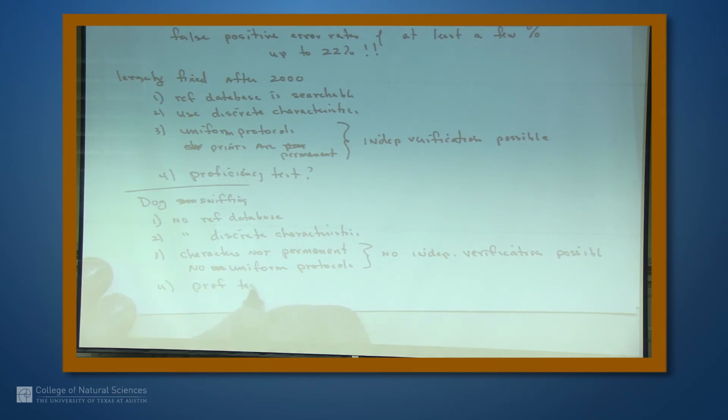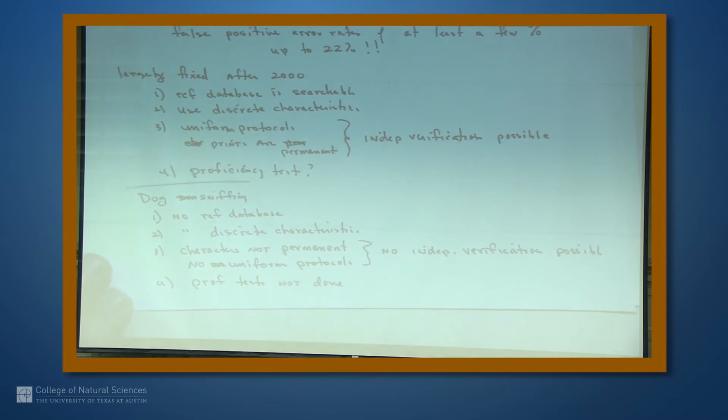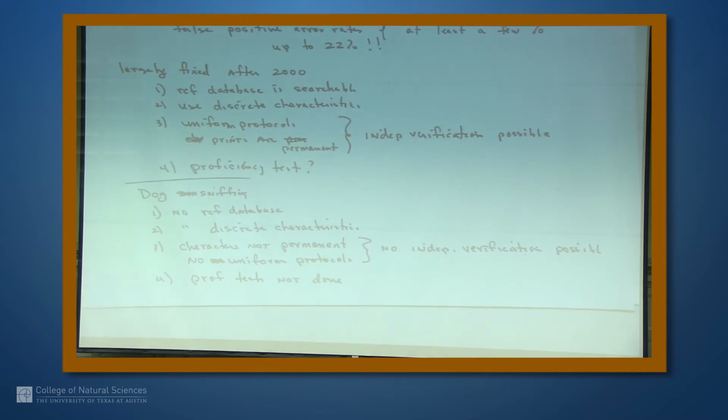Proficiency tests, for the most part, were not done. There's an article, actually it's linked now to our homepage on this, that I want to read some excerpts from.